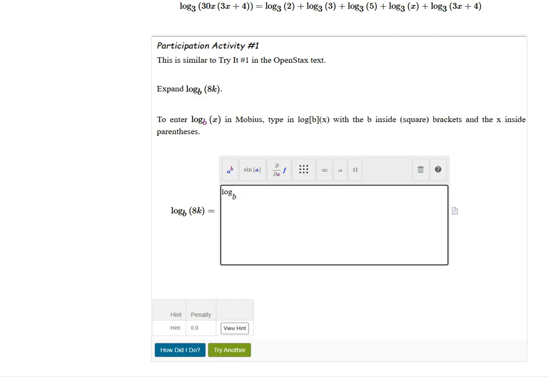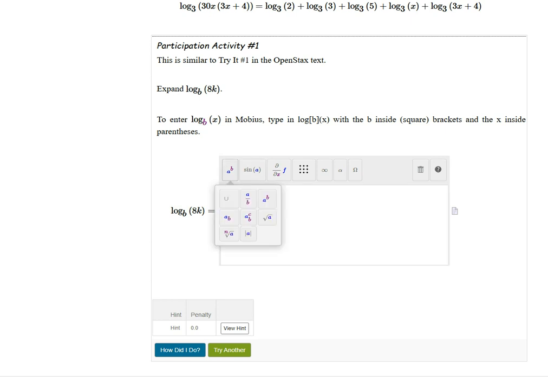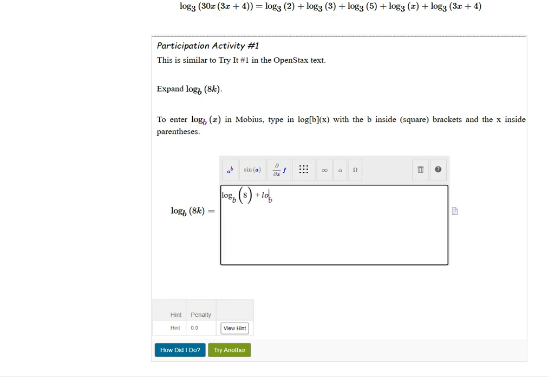Boop. And then type in parentheses, 8, close the parentheses, and then shift and a plus sign. And then I have to hit that a sub b again and type in log, scroll over, delete, type the b again, scroll over, parentheses, k, close the parentheses.